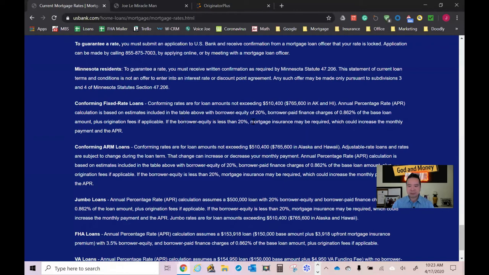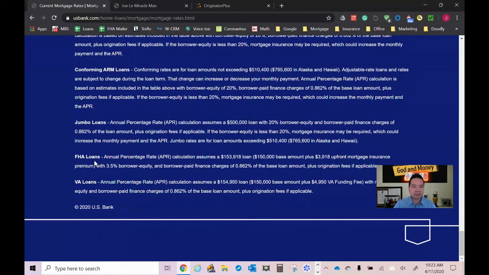If the borrower equity is less than 20%, then mortgage insurance is required, which is a normal Fannie Mae thing. And you have other things here. We have FHA loans, which assume this base loan amount, and there's an upfront mortgage insurance. That's a small loan amount and a small upfront mortgage insurance, but otherwise it's going to affect the APR. Let's see, 3.5% borrower, okay, that looks good. We still have the same borrower paid finance charges plus origination fees. So now we kind of know that. That's the point I wanted to make.